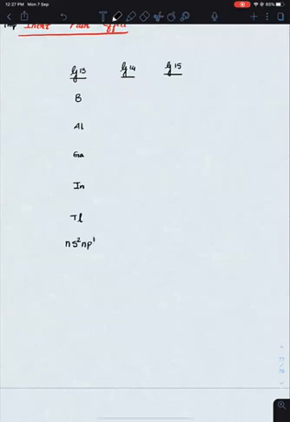Okay. If I take group 14 elements: carbon, silicon, germanium, tin, or lead. Okay. Their general electronic configuration is ns2 and p2. If I take group 15 elements, you have nitrogen, phosphorus, arsenic, antimony, and bismuth. Their electronic configuration is ns2 and p3. Okay.